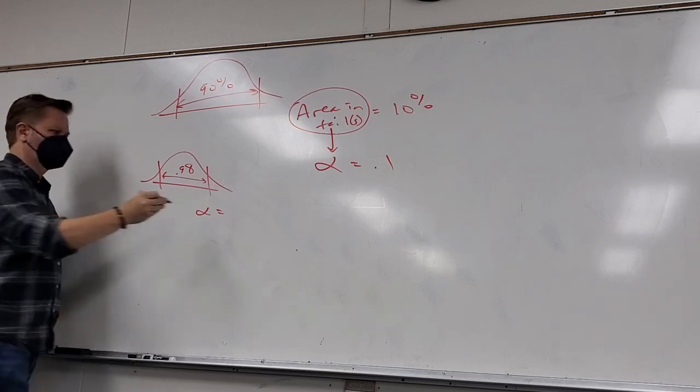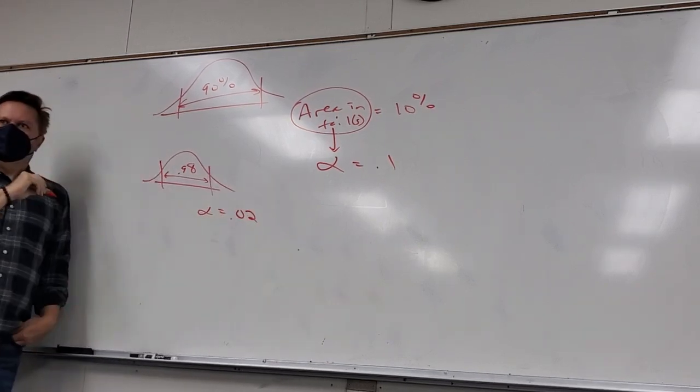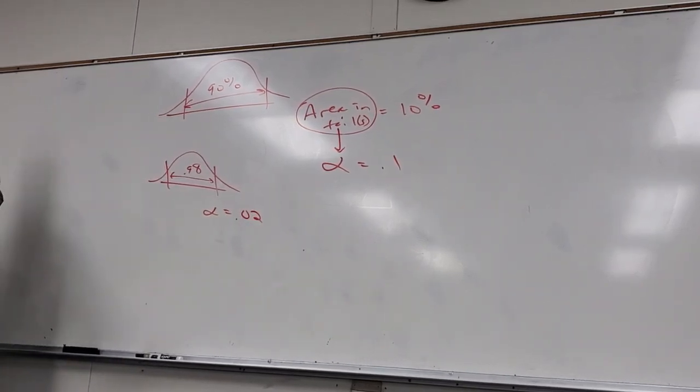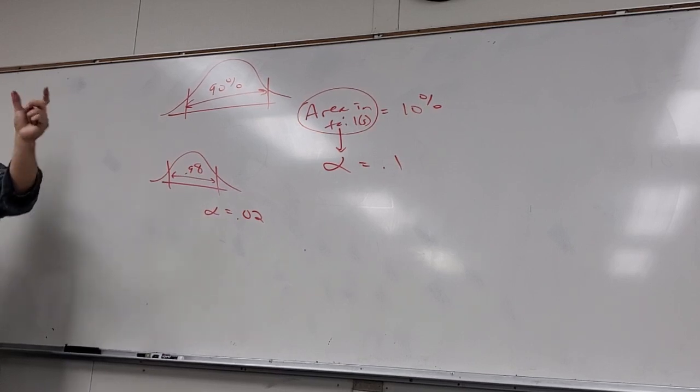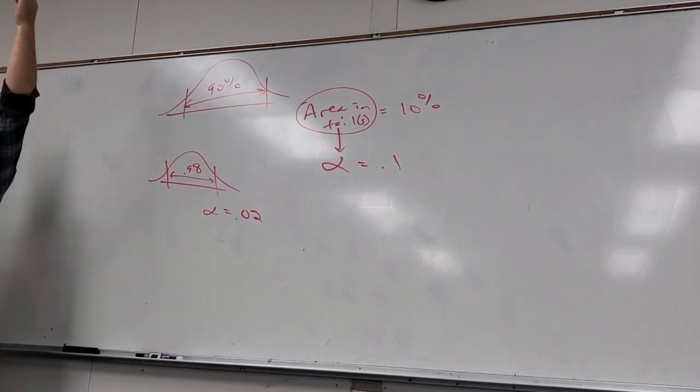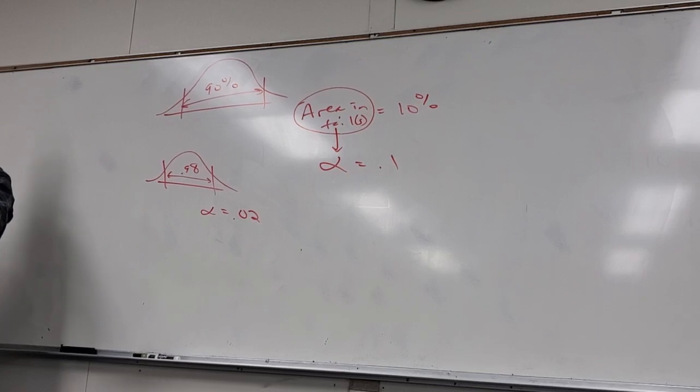2%. Yeah, 0.02, right? Do you guys see that? That's all it is. Alpha is just the area in the tail or the tails. And confidence intervals always make two tails. Yeah, I like it.